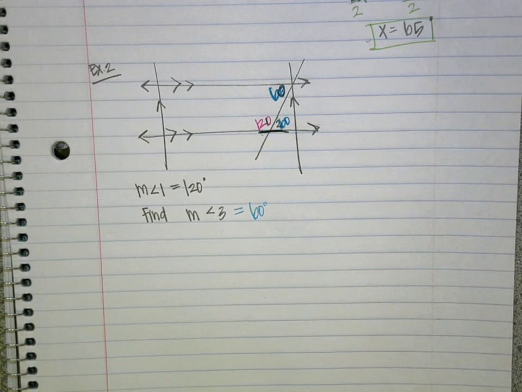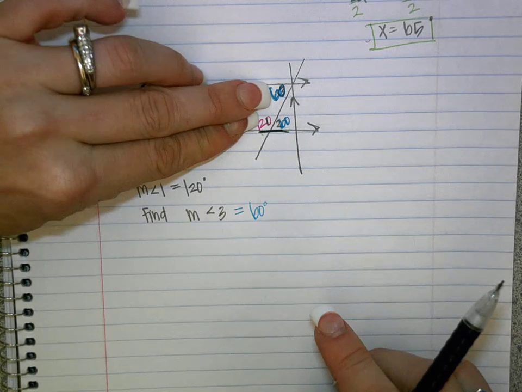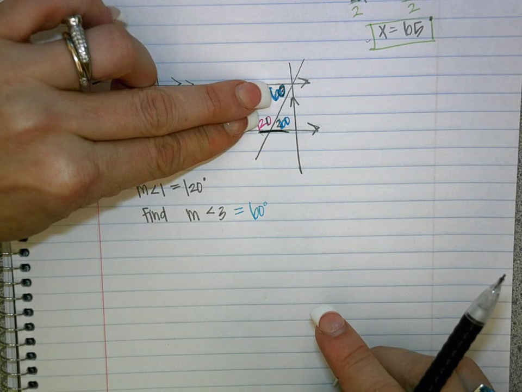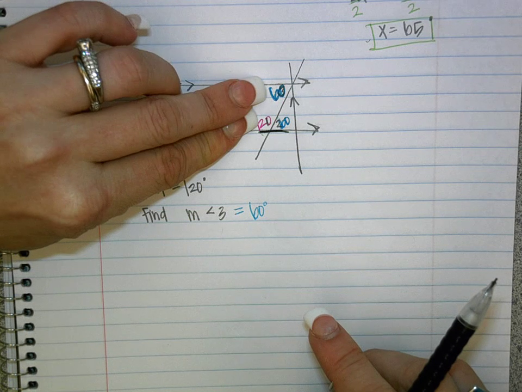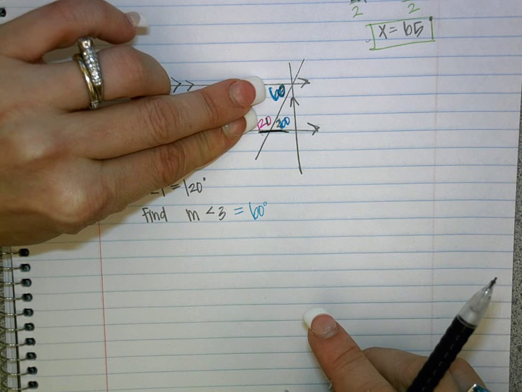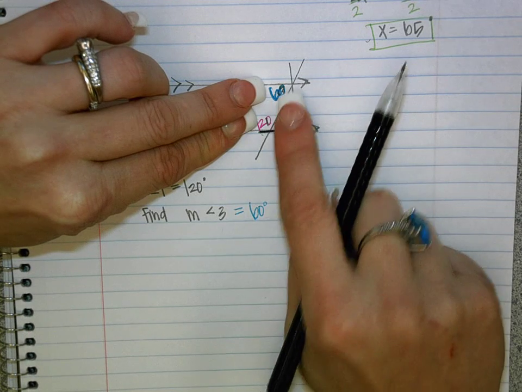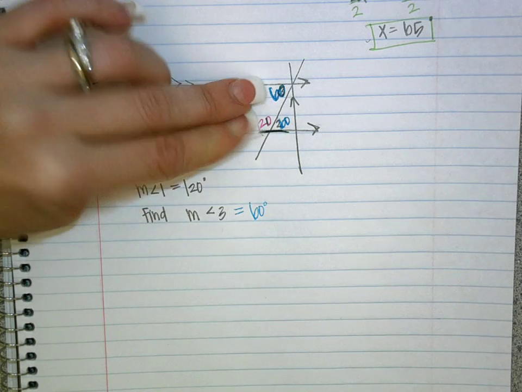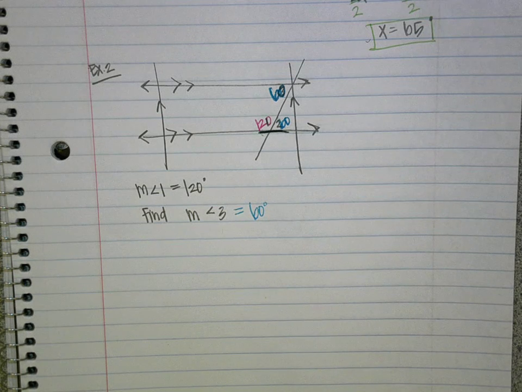Is there another way that you could have found the measure of angle 3? You could have looked at these two as same side interiors. Same side interior tells you they do what? Together they add to give you 180. So you also could have found the 60 from there. Either relationship would have been fine to use there.